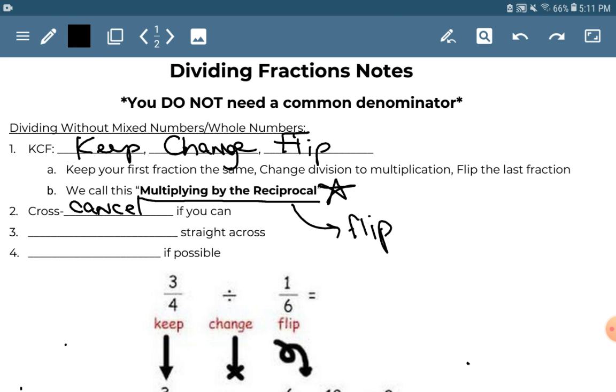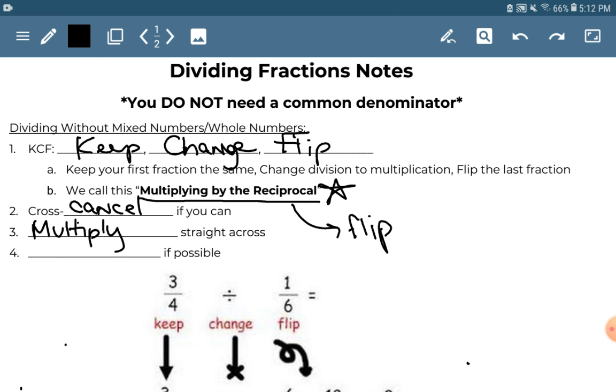Cross-canceling is a way to simplify early on, and this makes your numbers easier to work with because they are smaller. I will be showing how to cross-cancel later on in the examples. If you do not know how, you can always just wait to simplify at the end. After doing keep, change, flip, and cross-canceling, next you are going to multiply straight across. So you're going to multiply your numerators across the top, and you're going to multiply your denominators across the bottom.